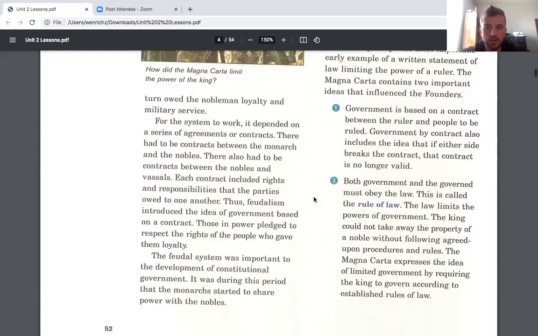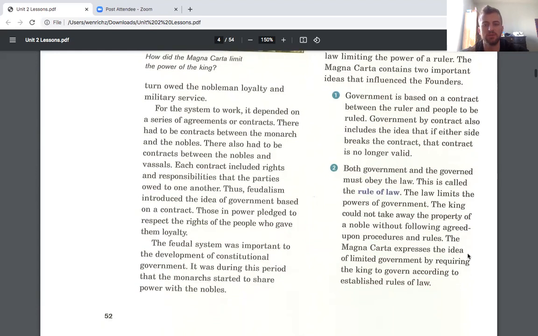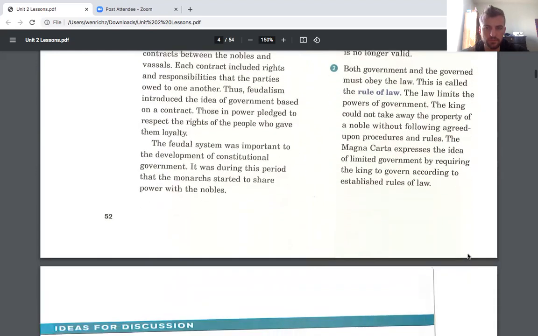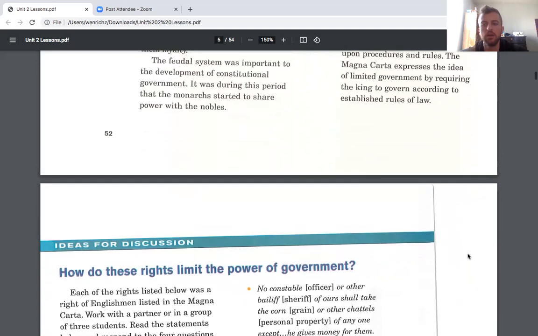Number two, both government and the governed must obey the law. This is called the rule of law. The law limits the powers of government. The king could not take away the property of a noble without following agreed upon procedures and rules. The Magna Carta expresses the idea of limited government by requiring the king to govern according to established rules of law.